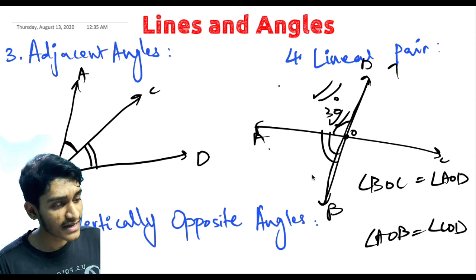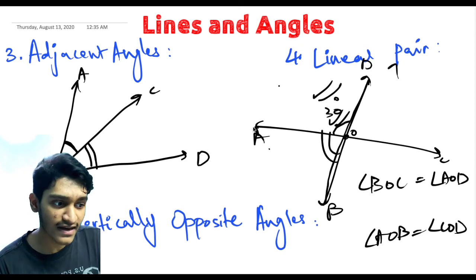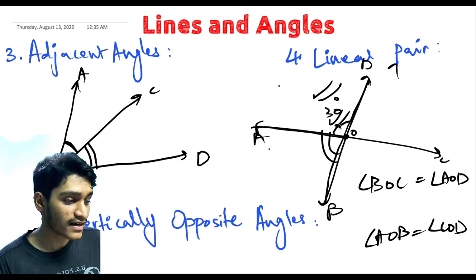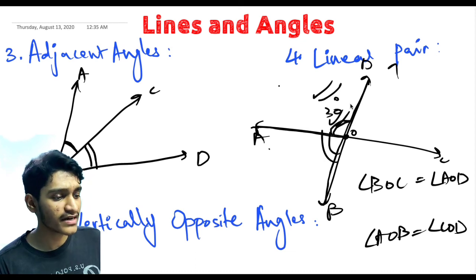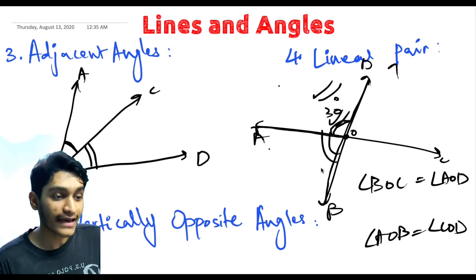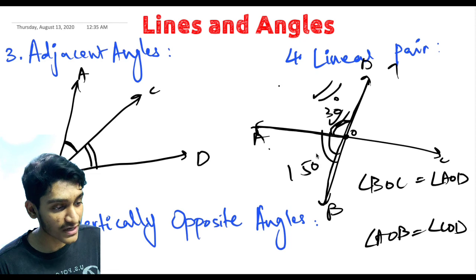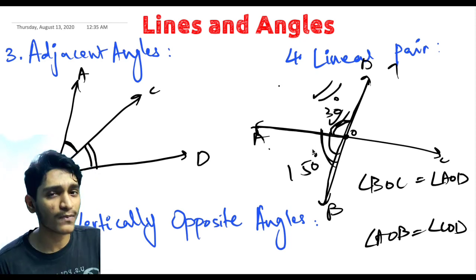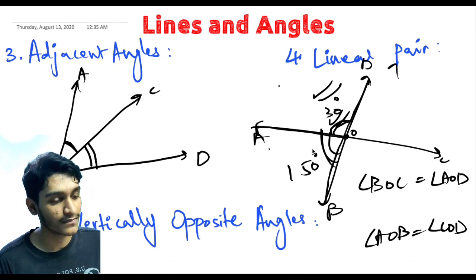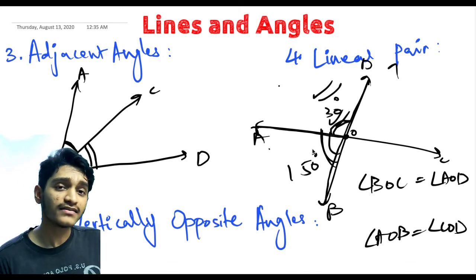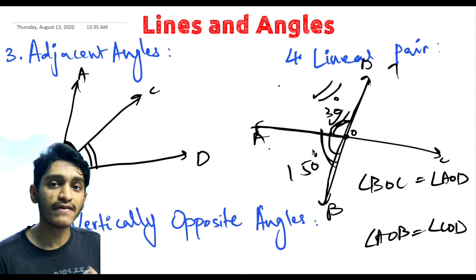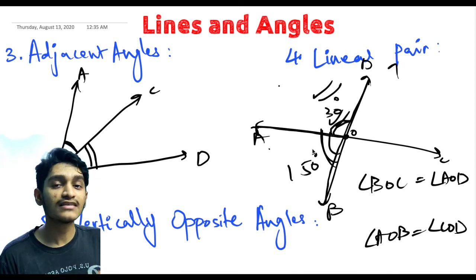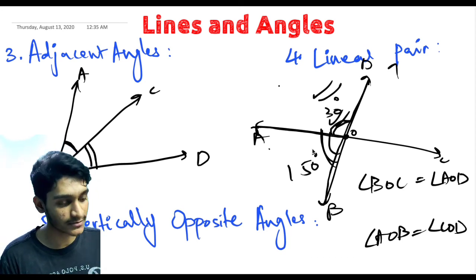Well, since BOD is a straight line and OA is another ray, and this angle is 30 degrees, according to linear pair I can use 180 minus 30, which is 150 degrees. Effectively I can use linear pair and vertically opposite angles to find unknown angles. Those were the other properties which we can use in problems in case we want to solve certain problems.